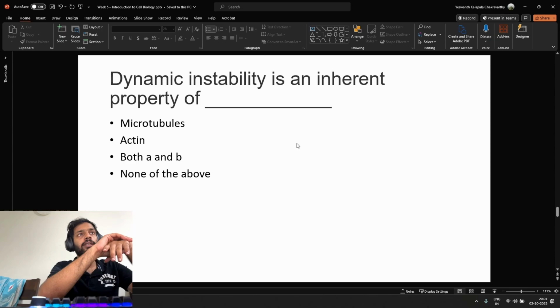Okay, so dynamic instability is an inherent property of what? Microtubules, actin, both A and B, none of the above. What do you guys think? That is both A and B. Okay. Actually, dynamic instability is an inherent property of microtubules, not so much actin. Even though actin depolymerization occurs, it occurs only when there needs to be cell movement or significant cytoskeletal remodeling within the cell. But microtubules have this dynamic instability that's inherent within them.